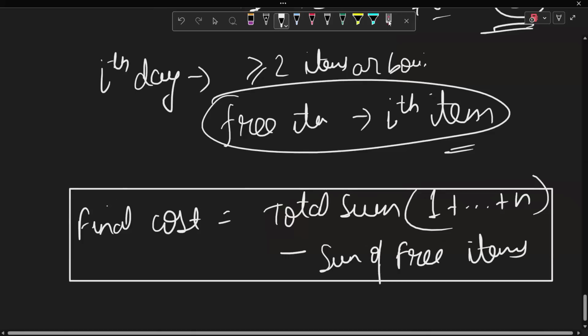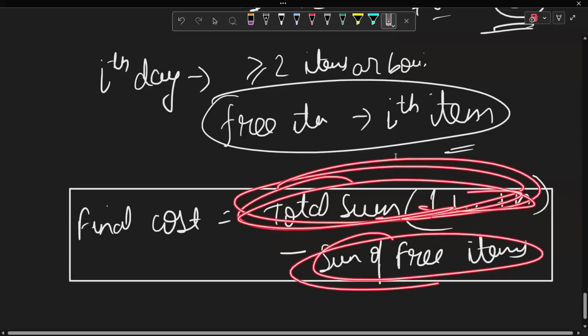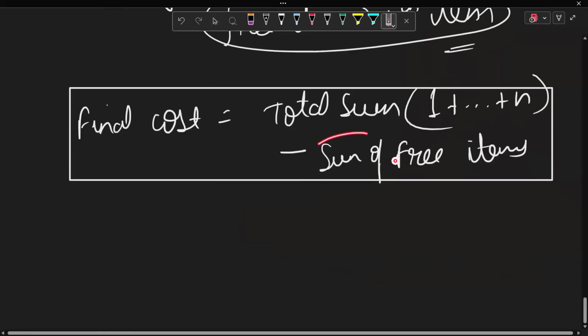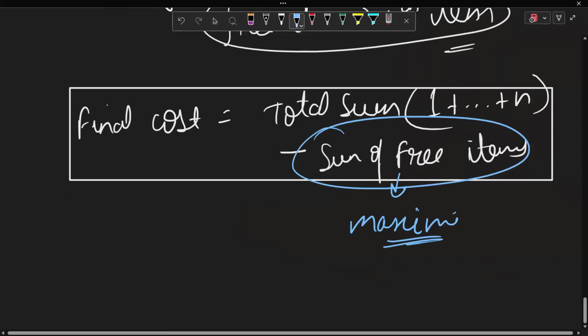So this thing, the sum from 1 to n, is always constant. This is the thing that you can change. So you basically need to maximize this thing in order to minimize your answer. Now, Abhinav, yeah.